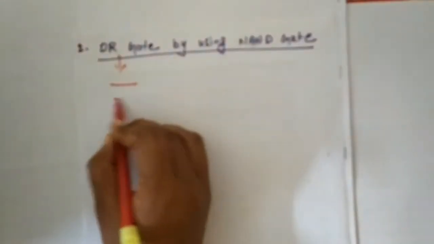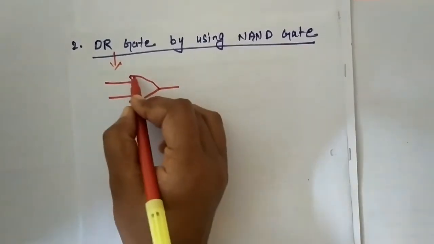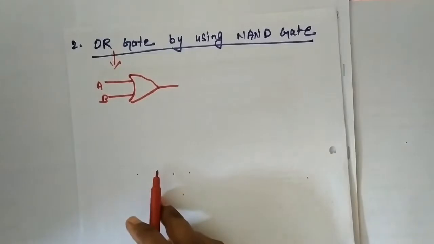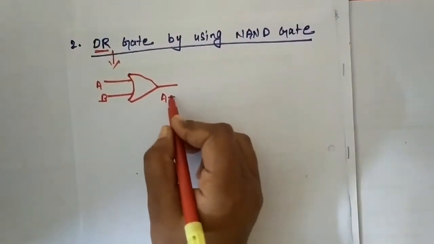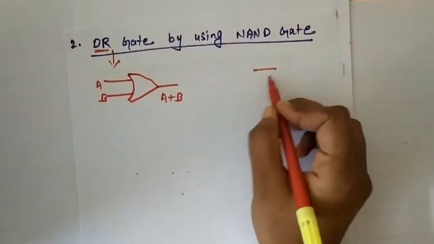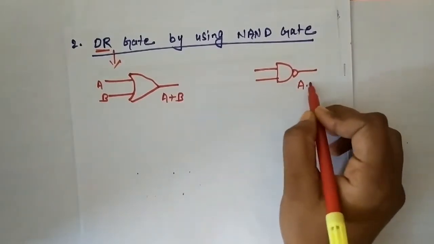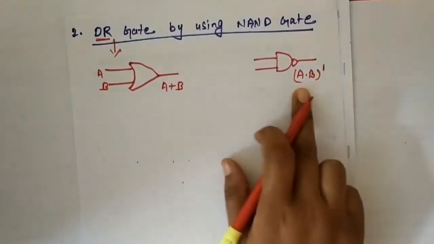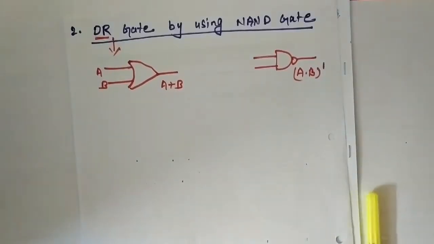The logic circuit of the OR gate looks like this. This is the logic diagram of A plus B. So for the OR gate, the output is A plus B, and what is the output of the NAND gate? The output of the NAND gate is A into B whole dash. So how can we convert this value into that type? So we will see.